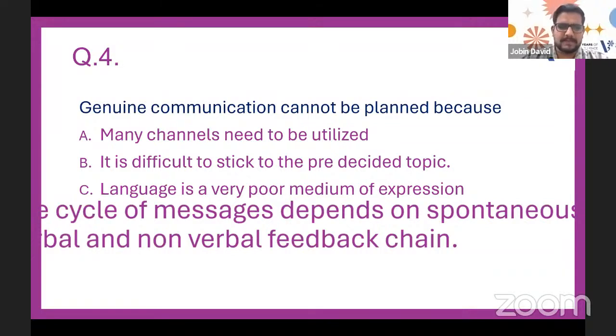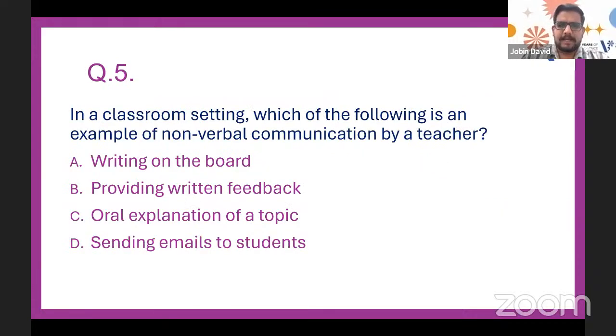So we'll have the next question. That is the fifth question. In a classroom setting, which of the following is an example of non-verbal communication by a teacher? Okay. So you have verbal communication and non-verbal communication. Obviously, you know verbal. What do you mean by verbal? And what do you mean by non-verbal?